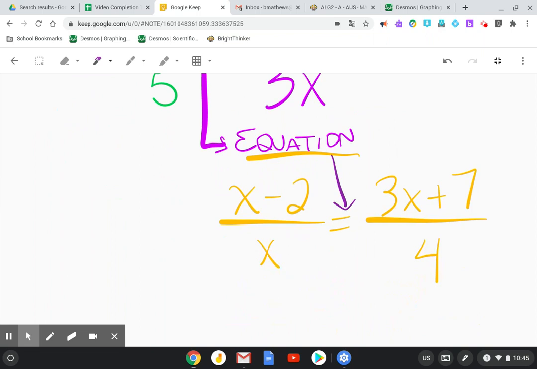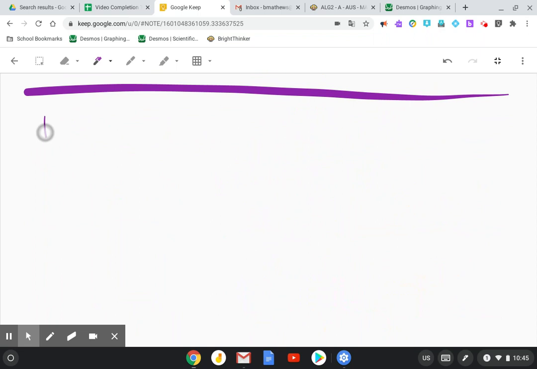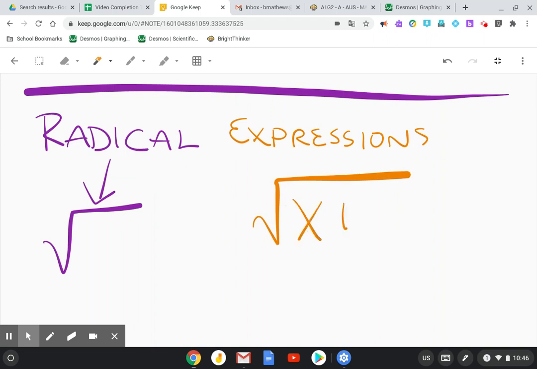equations do. And that same idea is going to continue as we keep going, because the next type is radical expressions and equations. Radical refers to things that have square roots. We call square roots radicals. And so radical expressions are any expressions that have a square root in them, but also variables.